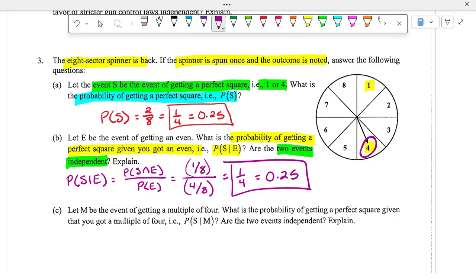If I replace A and B with S and E, we're saying the probability of S given E is equal to the probability of S. Did we find both of these already? Yeah. Aren't they the same probability? Yeah. So in other words, they are independent of each other.